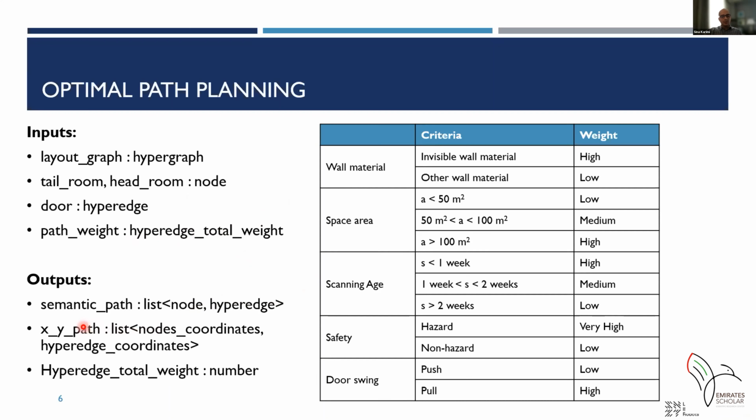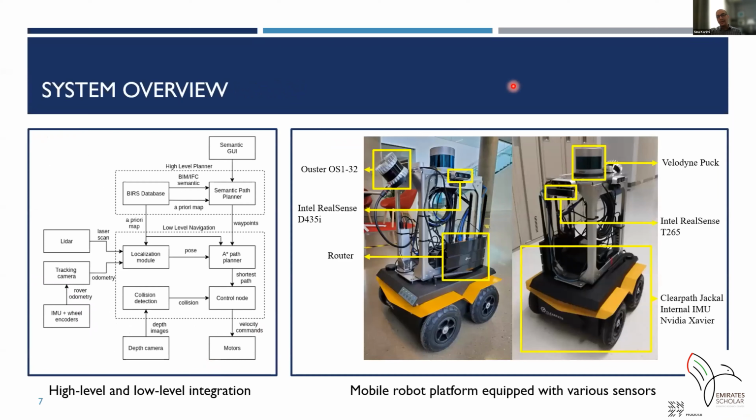After that, the algorithm provides coordinates for the robot navigation from nodes and hyperedges, and also the total weight is the number for the robot. So if we have two paths, the path with the lowest weight is the most optimal path for the robot to navigate. It can be the shortest path, but it is not necessarily the shortest path.